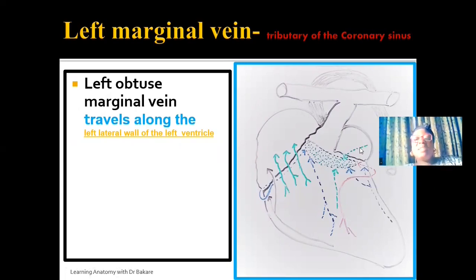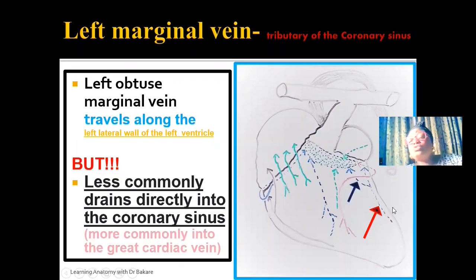So when we have the left marginal vein, there's the left marginal vein that is seen to pass along the left marginal border of the heart, and you see this vein running along the left lateral wall of the left ventricle, where it drains this region and of course delivers the blood into the coronary sinus. And we've explained before that the left marginal vein is not seen at all times to be drained into the coronary sinus.